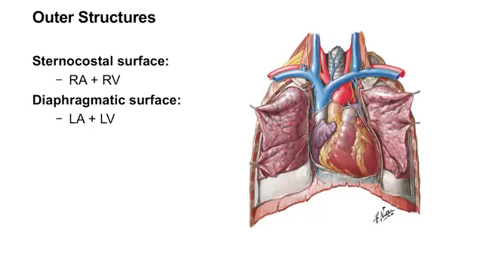The three borders of the heart are the right border, created by the right atrium, the left border with the left ventricle, and the inferior border with the right ventricle.